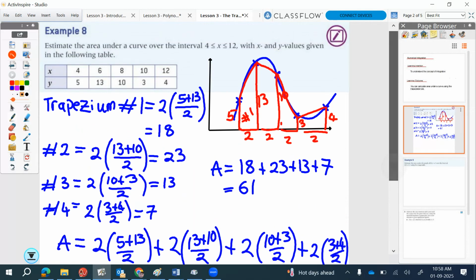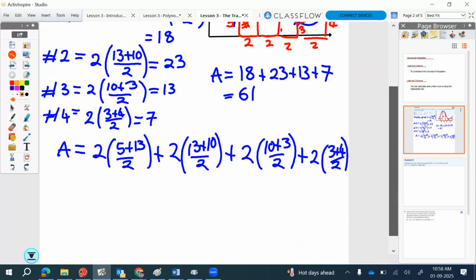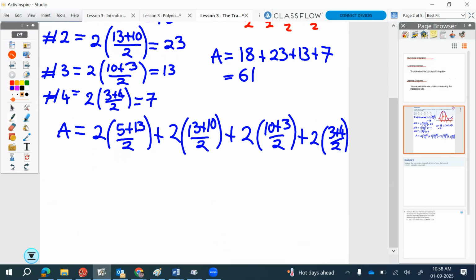So it's the difference between these two, between this minus this, 6 minus 4. We'll call that one h. So that 2 we can pull out, we'll factor it out. But notice how every single one of these is divided by 2. Where does that 2 come from?